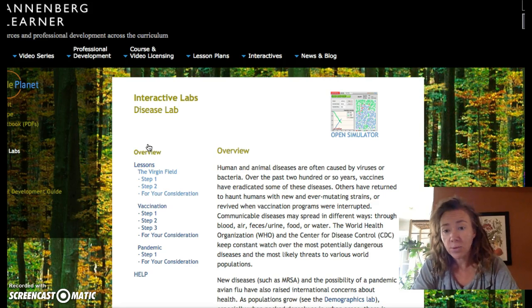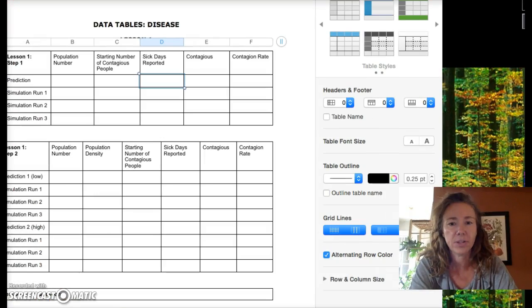And that can be animal population, plant population. Most diseases are caused by a pathogen, one of three: a virus like the common cold, bacteria, or a fungal. So we're going to be researching a couple of different things. The data table is going to help us keep track of our information.